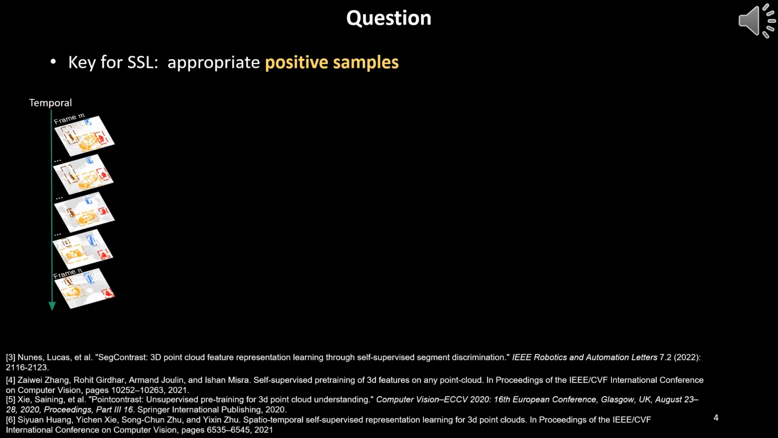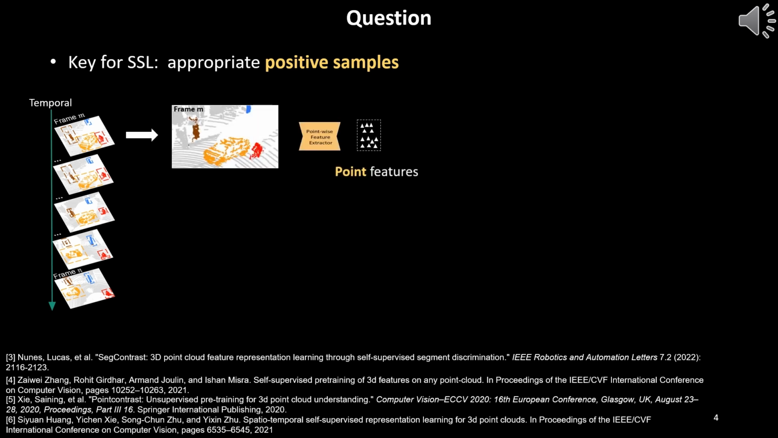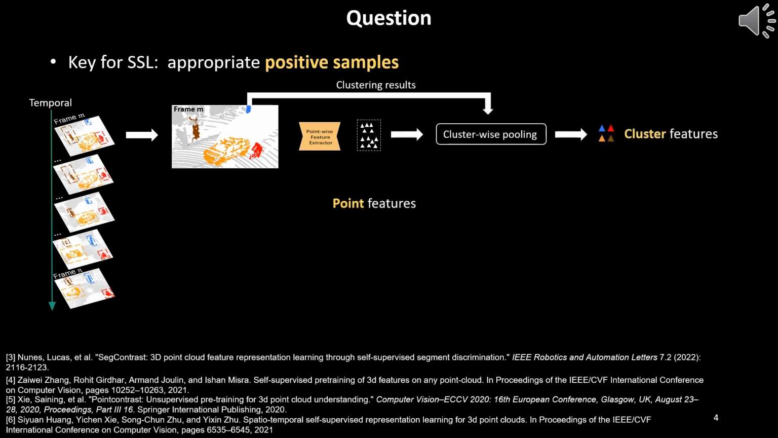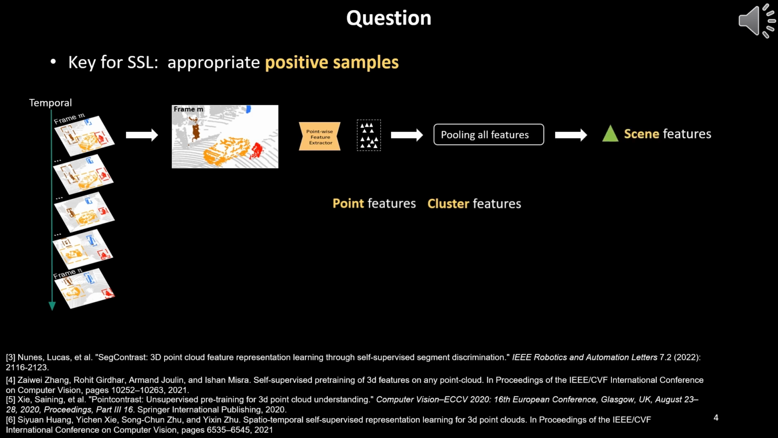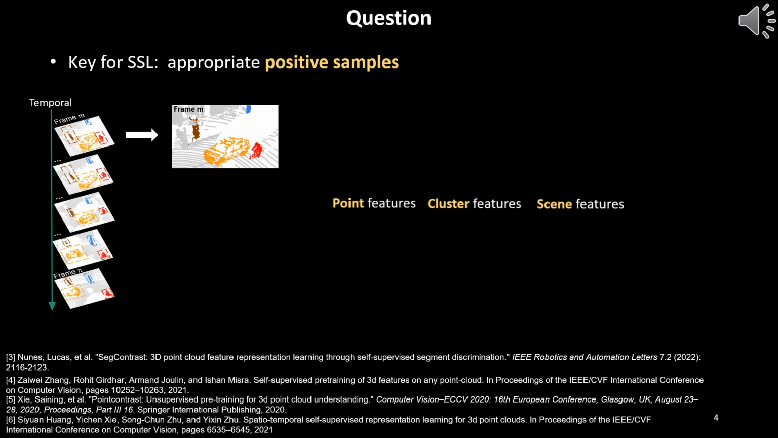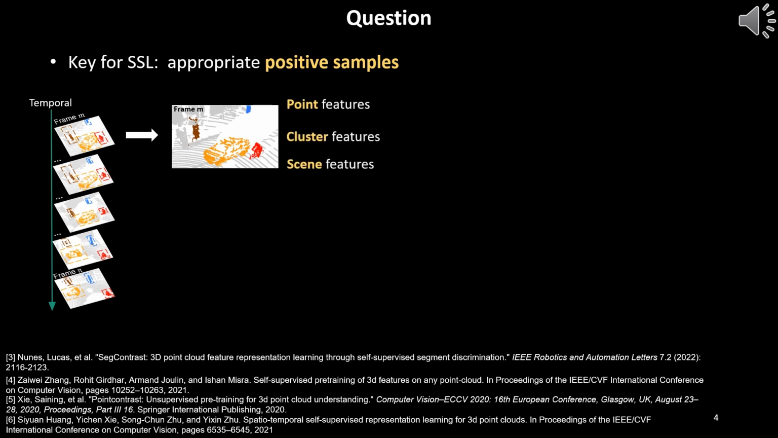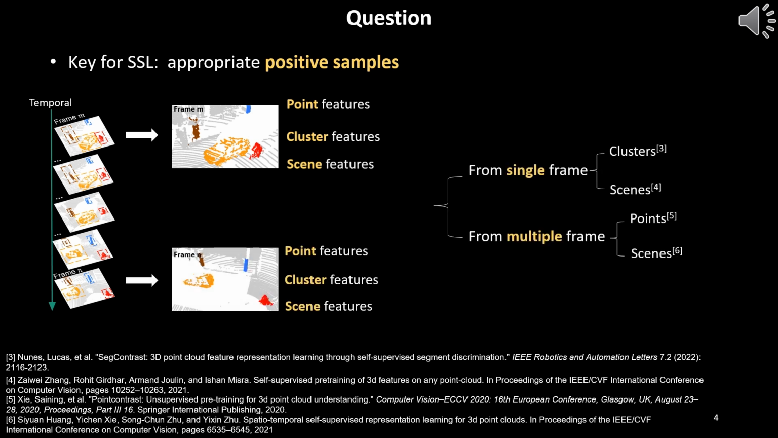The existing methods perform SSL at different feature levels. Given a point cloud frame, PointContrast performs on point level features by extracting point-wise features. SegContrast further applies cluster-wise pooling to generate cluster-wise features. DepthContrast and STRL pool all point features to obtain scene features. They take different level features as positive samples. At the same time, the positive samples may come from a single frame or multiple frames.